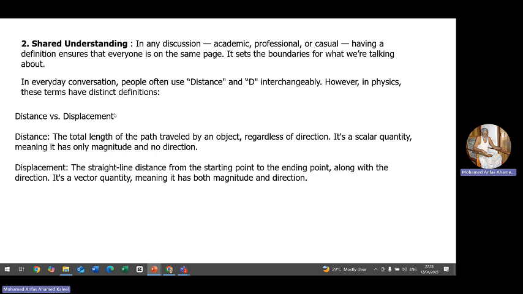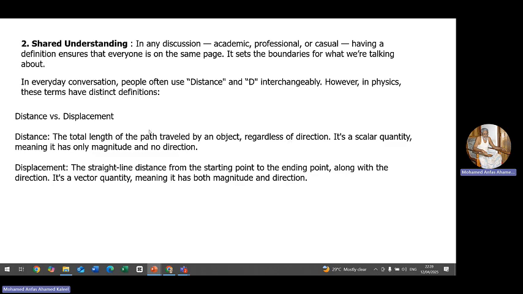In physics, the terms have distinct definitions. As a physics student, you may know that the definition of distance is the total length of the path traveled by an object regardless of direction. It is a scalar quantity, meaning it has only magnitude and no direction. So distance is the total length of the path traveled by an object.